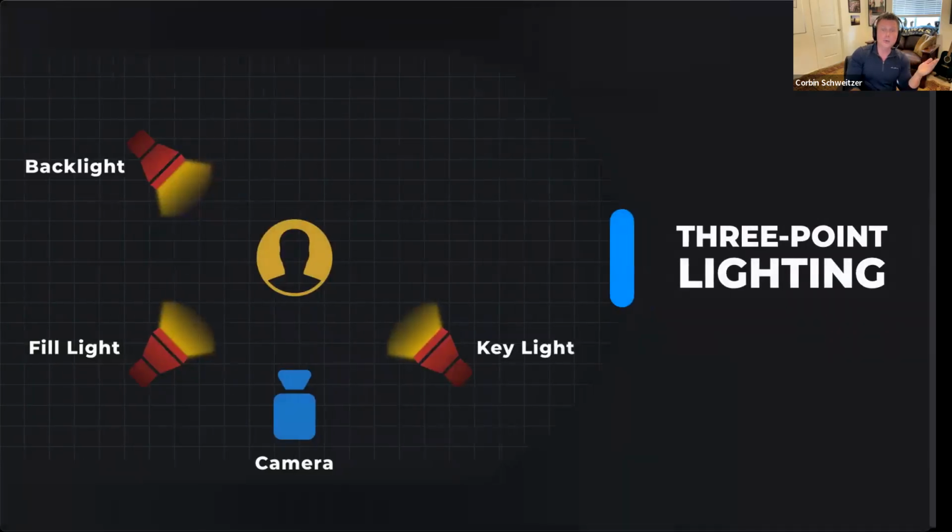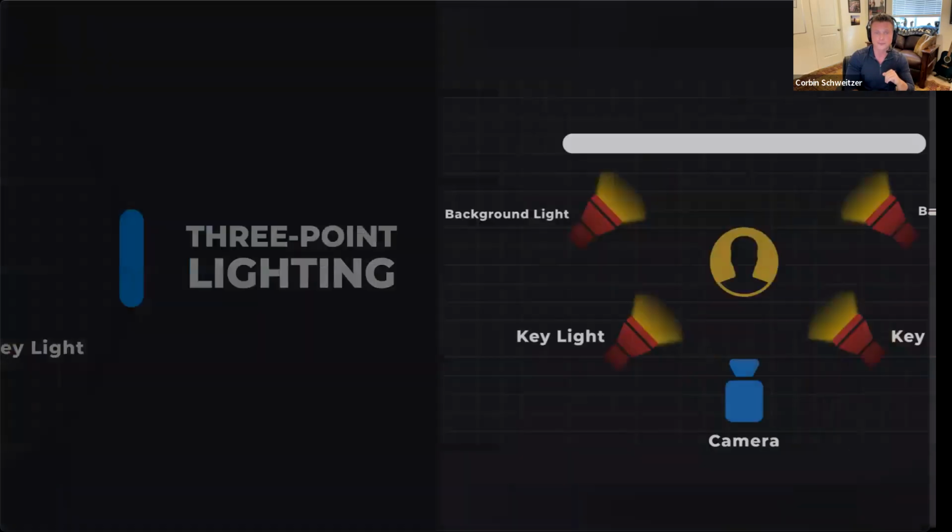The first is 3-point lighting. And 3-point lighting is most commonly used in interviews. It involves using three light sources, a key light, fill light, and a backlight to illuminate the subject, right? As you can see in the diagram. The key light is the main source of light and is positioned at a 45-degree angle to the subject. The fill light is placed on the opposite side of the key light to fill in the shadows, while the backlight is placed behind the subject to add depth and separation from the background.